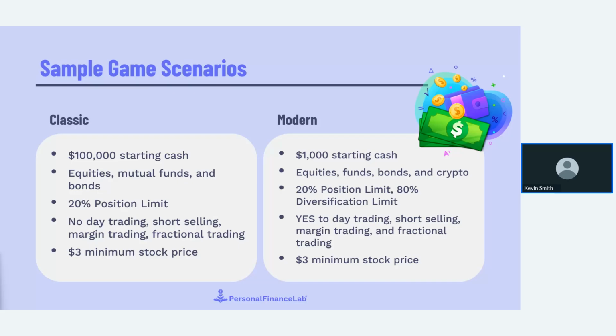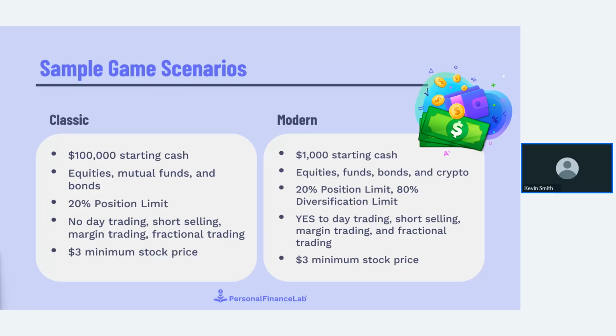So the classic stock game, like if you were to be using a stock game back 20 years ago, and what most of the state Council of Economic Education were recommending is $100,000 in starting cash. And the reason it's so much money is for students to have enough money to really diversify and buy a bunch of different stocks at different prices. You'd use equities, which means stocks and ETFs, mutual funds and bonds. You put a 20% position limit.